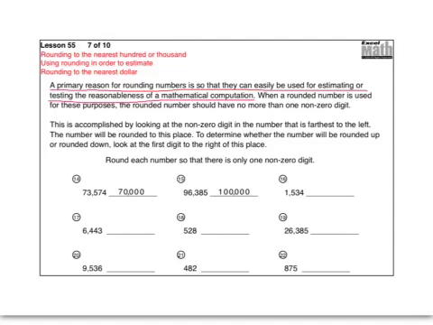Because if your answer is nowhere near the estimate, you're probably wrong. When a rounded number is used for these purposes, the rounded number should have no more than one non-zero digit. So think about what that would mean. Let's take the number 435. All of these numbers are non-zeros. 4 is not a 0, 3 is not a 0, 5 is not a 0. So if they want you to round the number so that there is only one non-zero digit, only one of these can be a number that's not a 0. The rest of them have to be zeros.